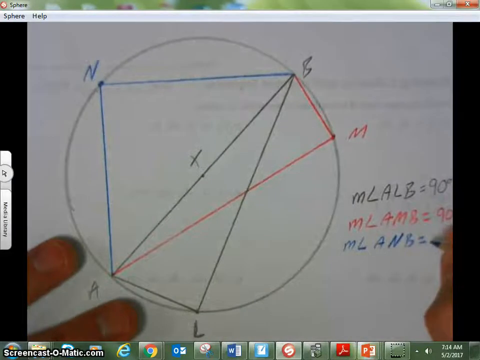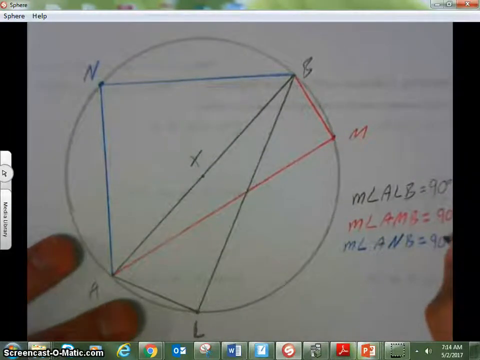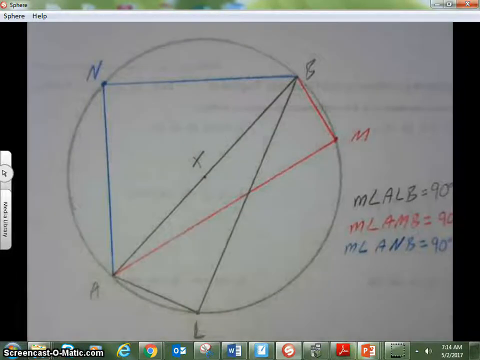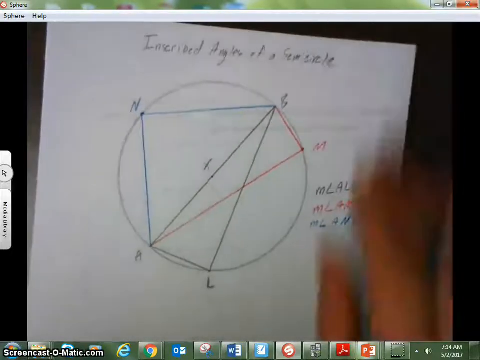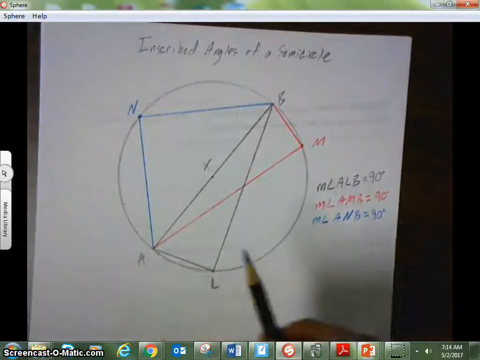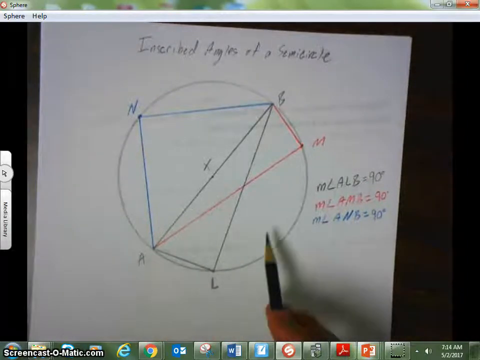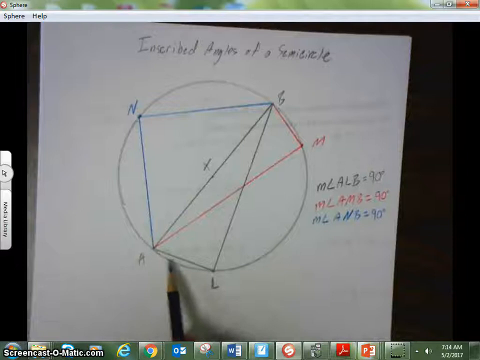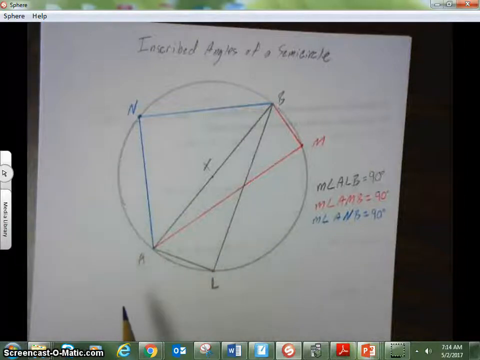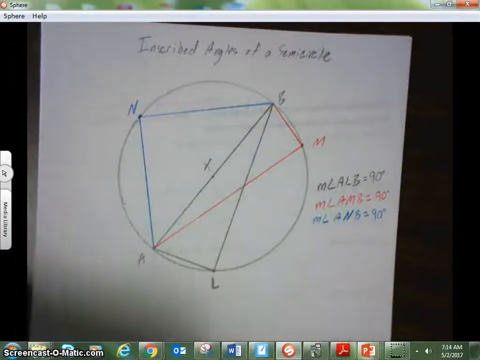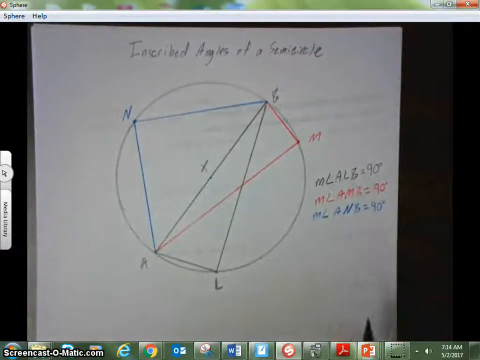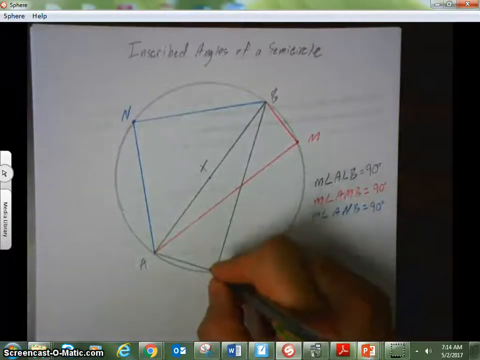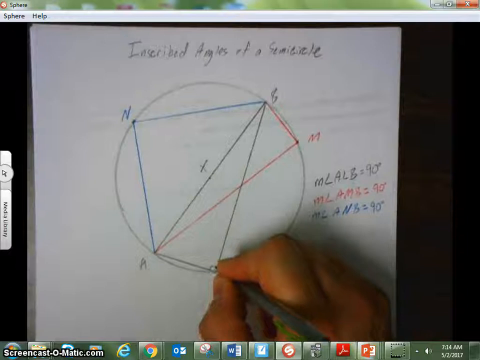Now, this property isn't really all that surprising, since the measurement of an inscribed angle is going to be half of its intercepted arc. If I wanted to know the measurement of arc ALB, because the endpoints of the arc are the diameter of the circle, the measurement of arc ALB would have to be 180 degrees. So its inscribed angle would have to be half of that, which is 90.